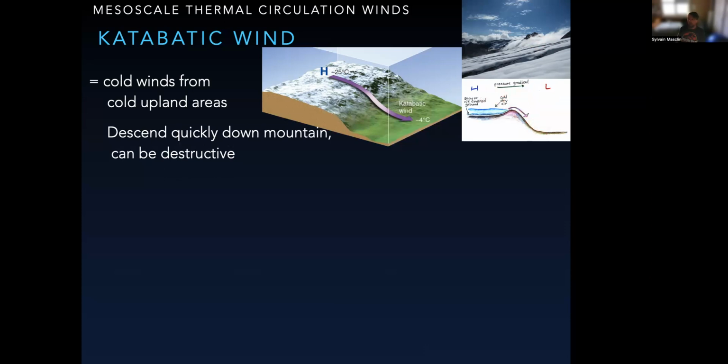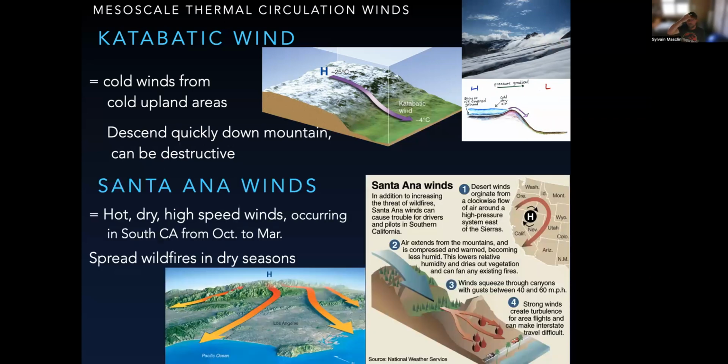More locally, if we come back to California, we have similar winds that are called the Santa Ana winds. Those are winds observed mostly in Southern California, generally between October and March. What happens is during that time of the year, we tend to have a high pressure system that establishes itself above the mountains surrounding Southern California.